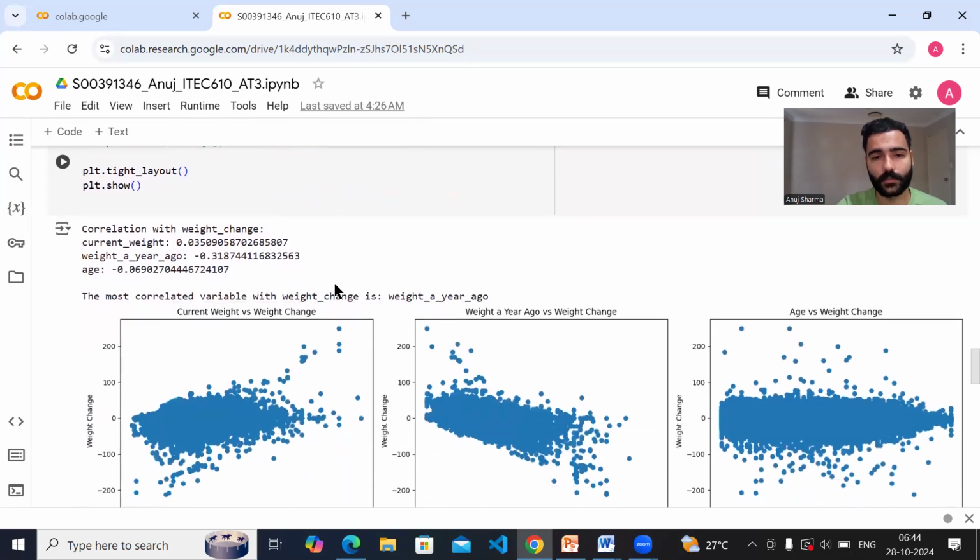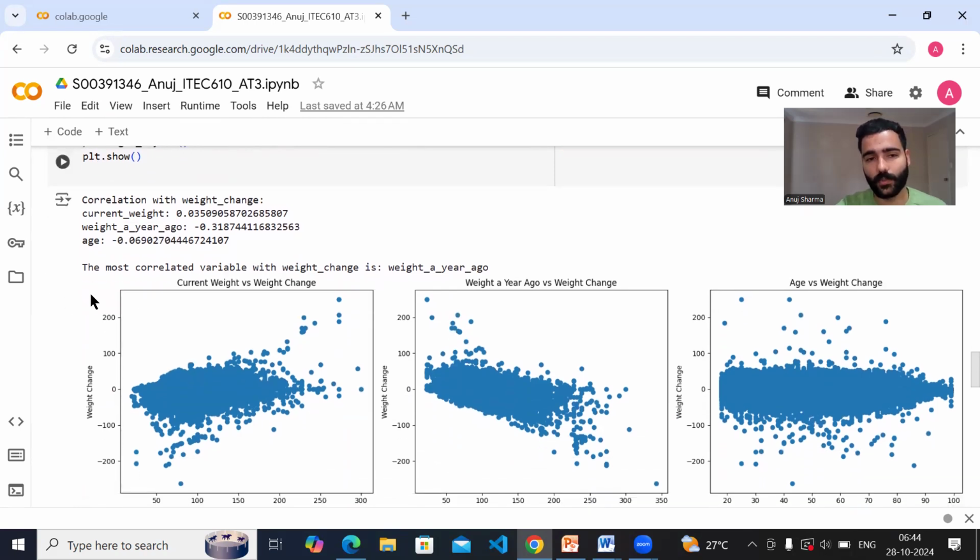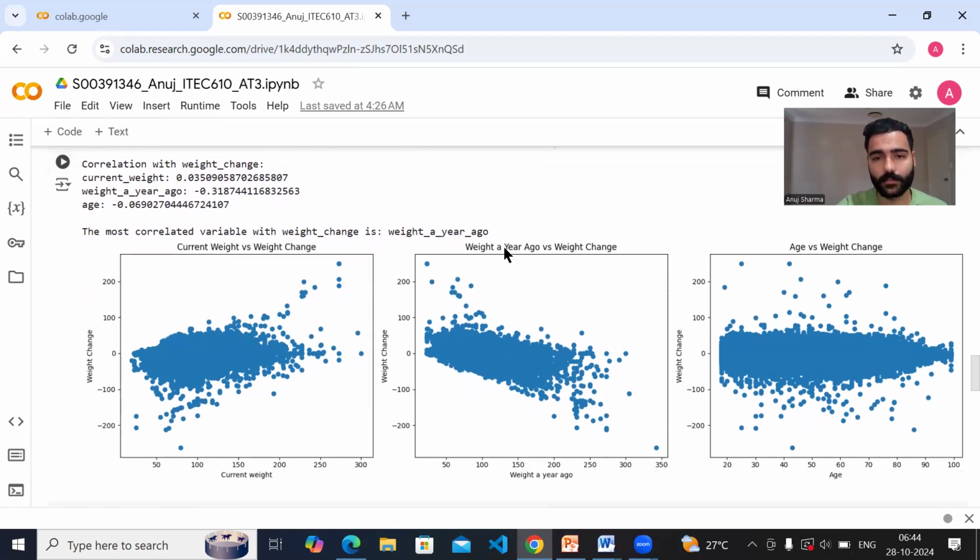So that was our output, that we got: the current weight is this value, the value of weight a year ago was this, and the age is this. After analyzing, we got to know that the most correlated variable with weight change is weight a year ago, and that is this.